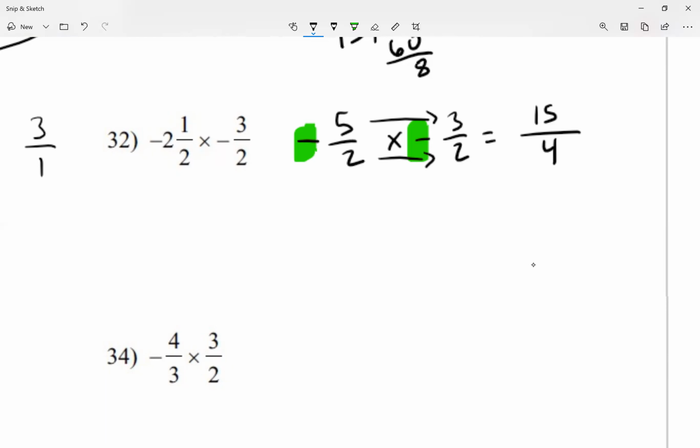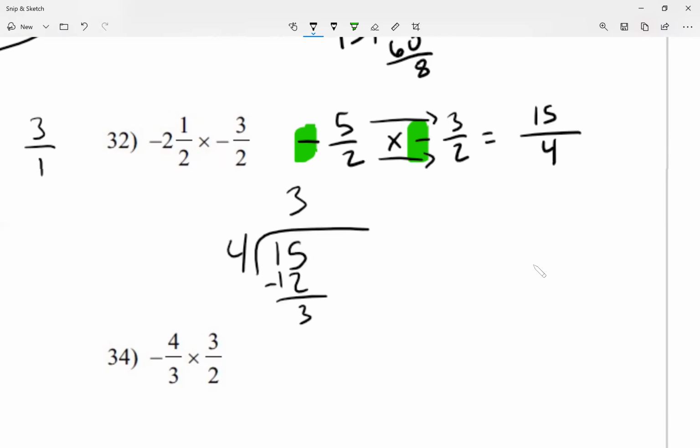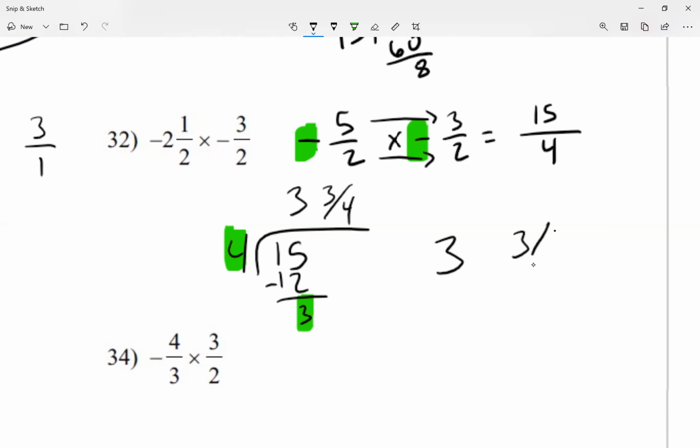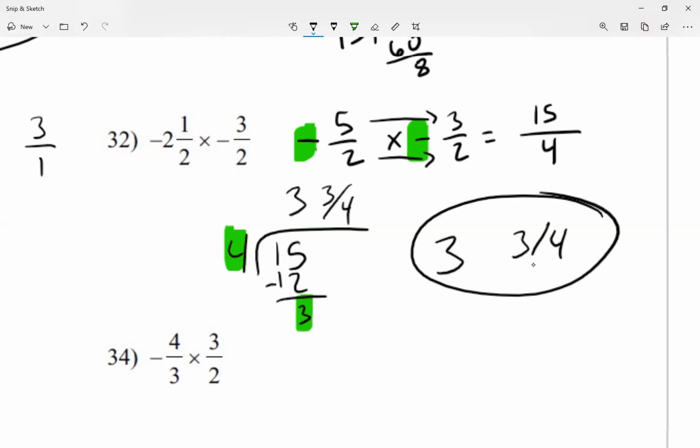All right, let me see. I cannot have the big number on the top. How many times does 4 go into 15? It goes in 3 times, because 3 times 4 is 12. 15 minus 12 is 3. So based on this 3 and this 4, I'm going to make a fraction, 3 over 4. So the way I'm going to type this will be 3 and 3 over 4. Don't forget a space in between the whole number and the fraction.